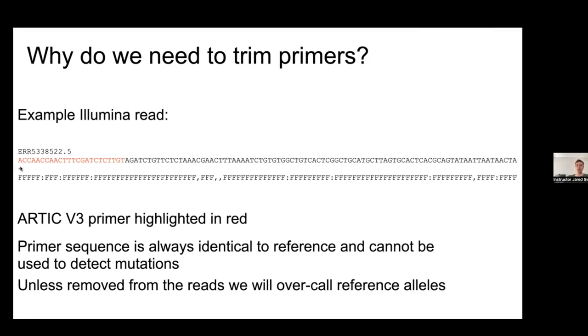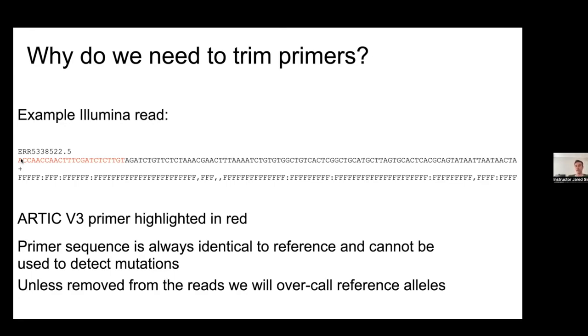It's only going to exactly match the reference sequence. So we need to identify the PCR primers in our read and truncate the read to eliminate that red sequence. And this is incredibly important for analyzing amplicon data.